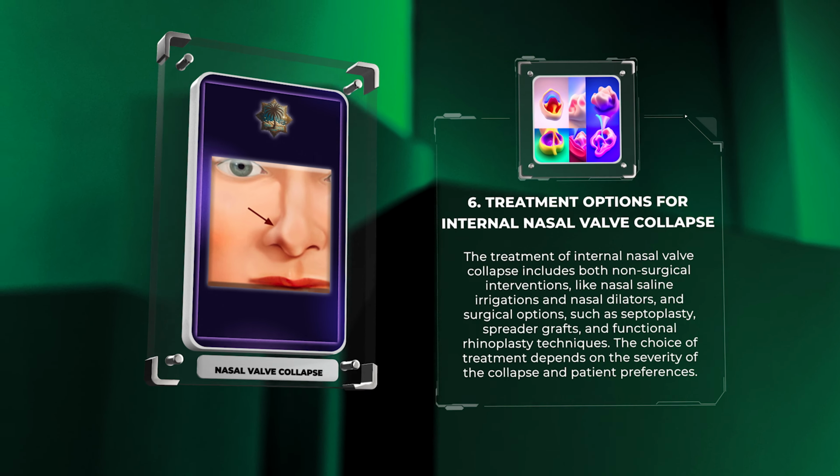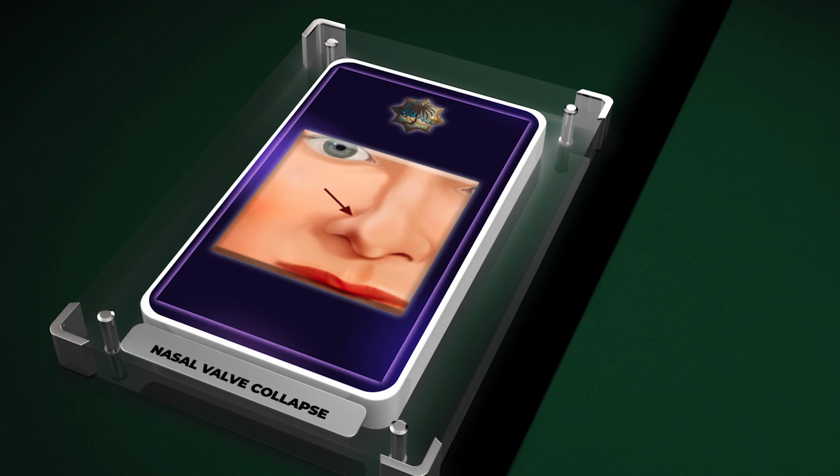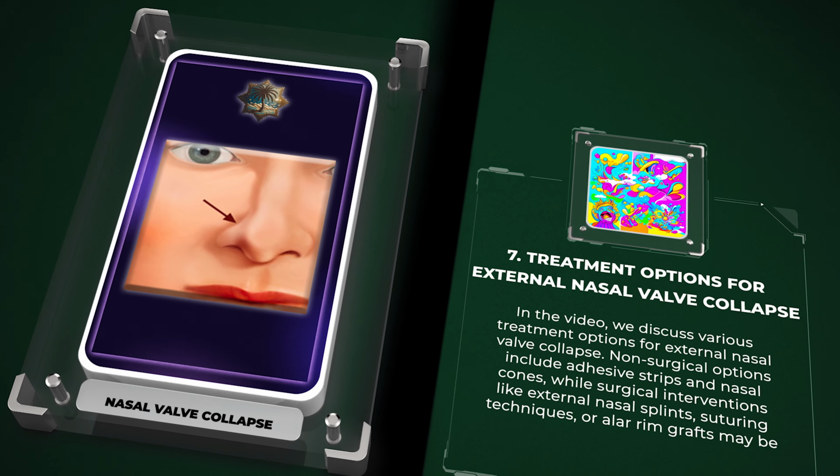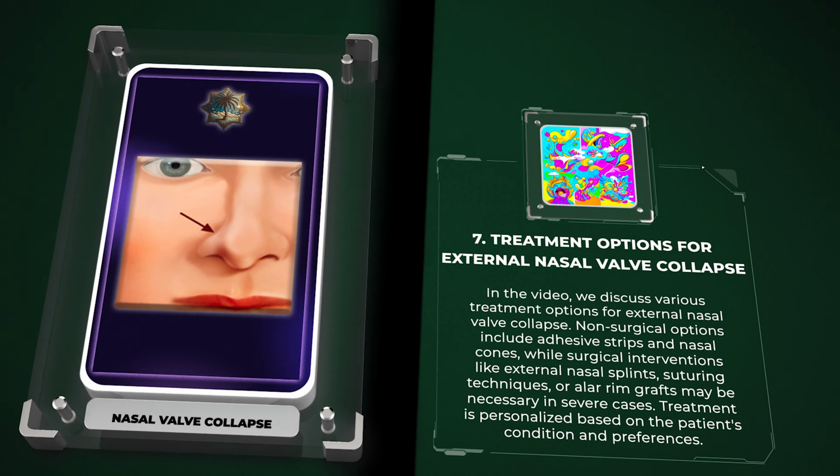In the video, we discuss various treatment options for external nasal valve collapse. Non-surgical options include adhesive strips and nasal cones, while surgical interventions like external nasal splints, suturing techniques, or alar rim grafts may be necessary in severe cases. Treatment is personalized based on the patient's condition and preferences.